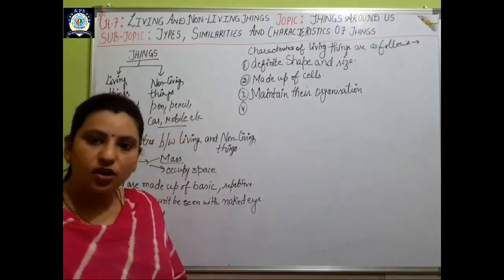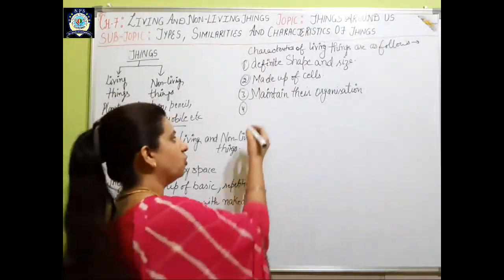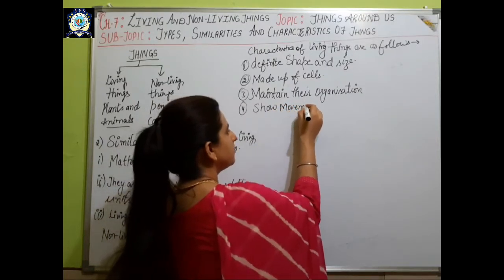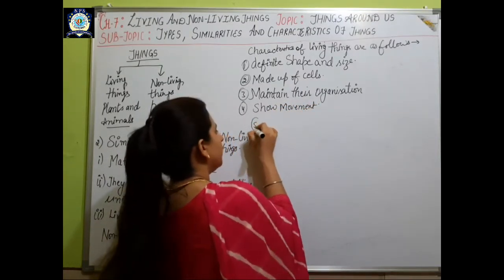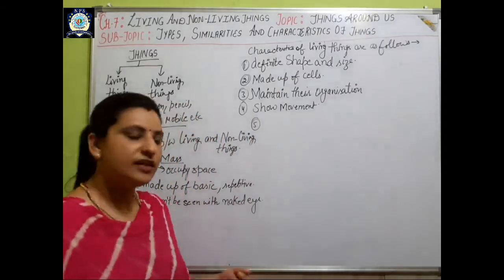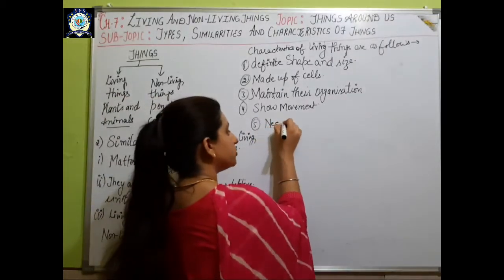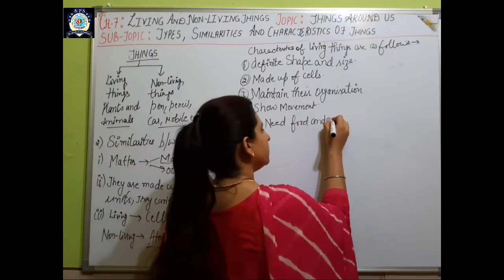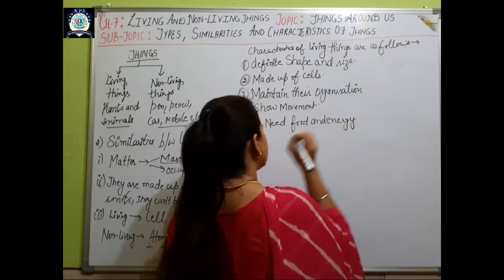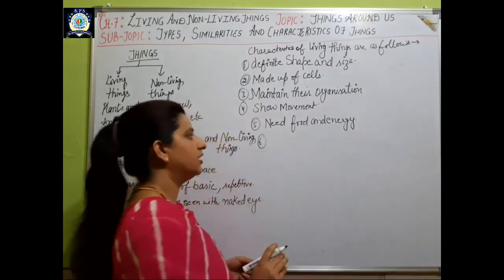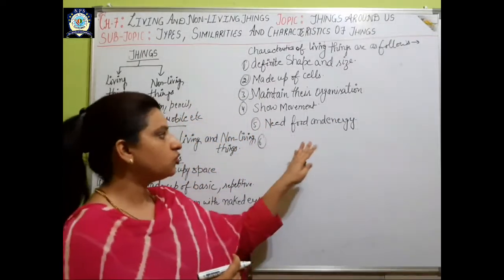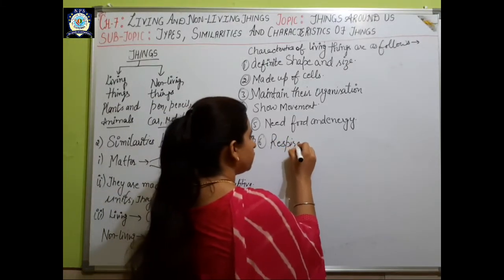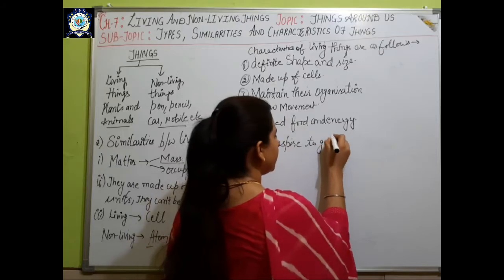If they can maintain their organization, then they can show movement. If they can show movement, it means they need food and energy. They need food and energy to show the movement. And if they need food and energy, then to get the energy, they respire. They respire to get energy.